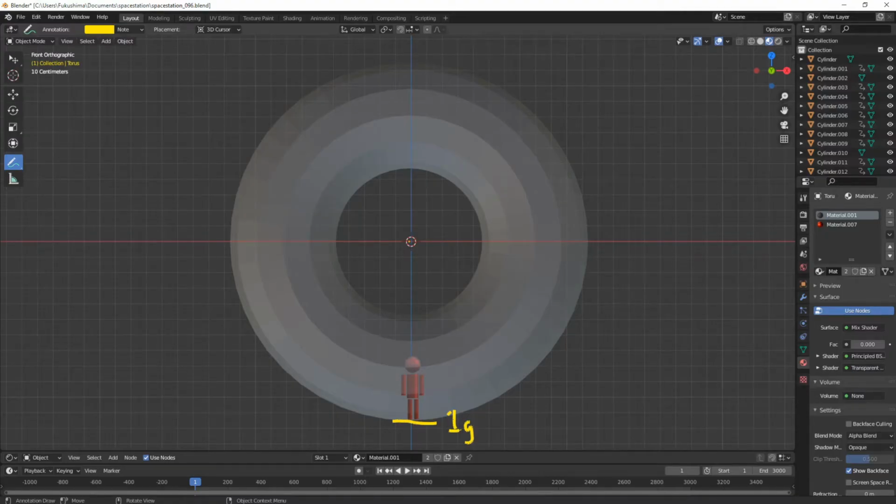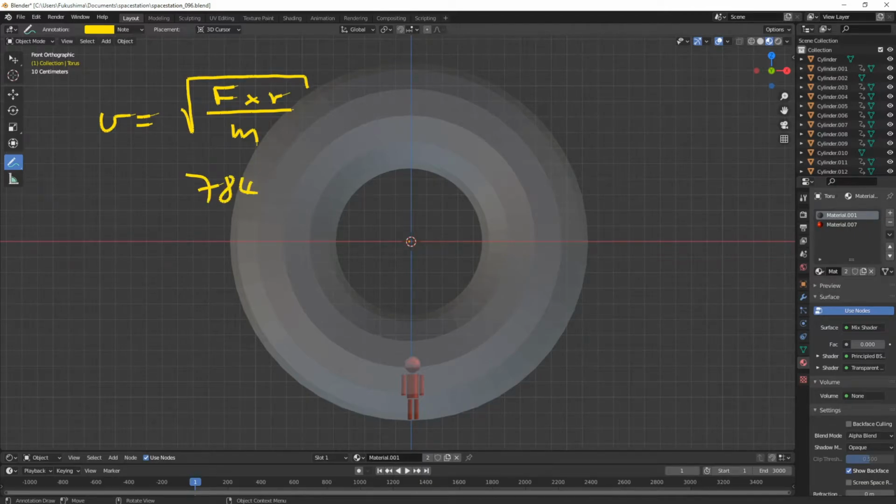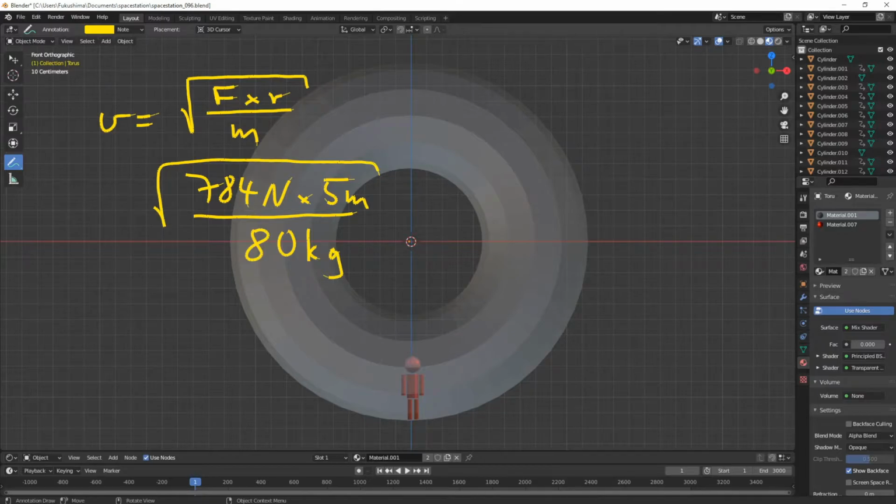First, I looked at the circumferential speed of the outmost wall of the station that would provide 1g of gravitational force. There's a little formula, it goes like this: force times radius divided by mass and the square root of it all. That is 784 times 5 divided by 80 and square root. I get 7 meters per second, about 23 feet per second, and one revolution would take about 4.5 seconds.